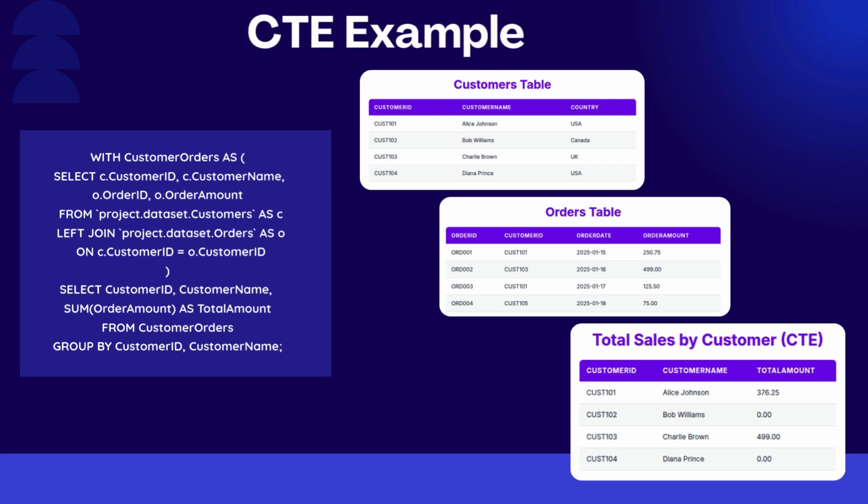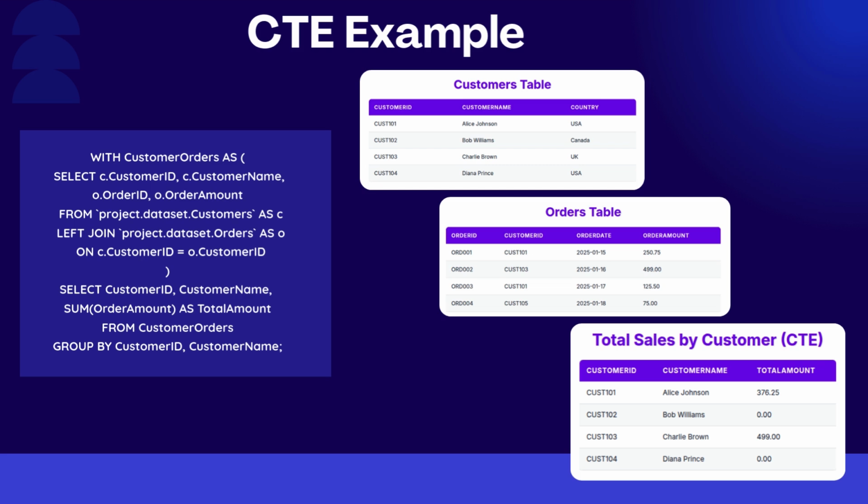WITH customer_orders AS (SELECT c.customer_id, c.customer_name, o.order_id, o.order_amount FROM customers AS c LEFT JOIN orders AS o ON c.customer_id = o.customer_id) SELECT customer_id, customer_name, SUM(order_amount) AS total_amount FROM customer_orders GROUP BY customer_id, customer_name.